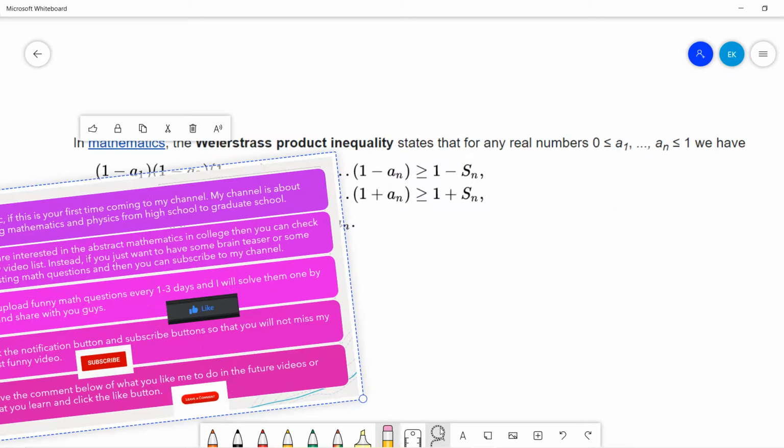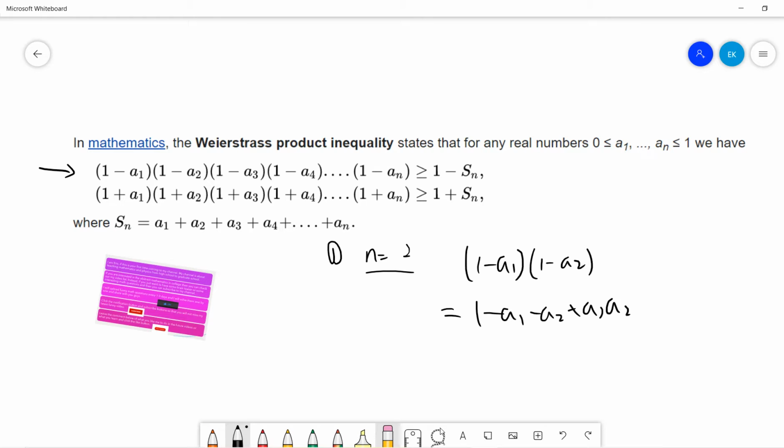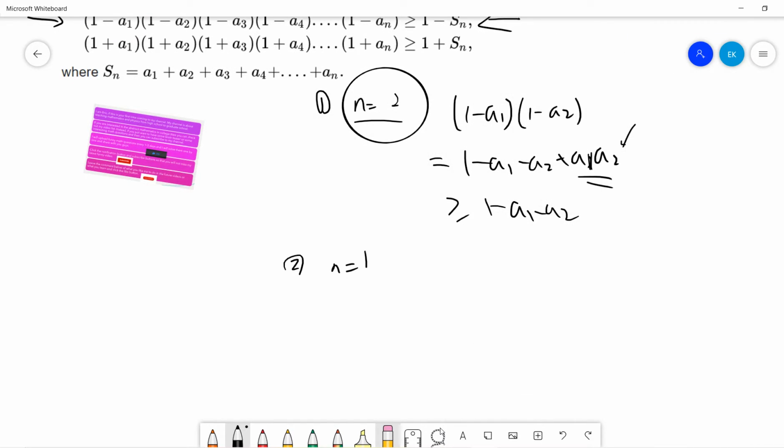Okay, so let's see the proof. Maybe we first focus on the first one. Let's say n equals 2. Obviously this is greater or equal to 1 minus a1 minus a2, because these are all positive. So n equals 2 is correct. Let's assume that n equals k is correct, and do the mathematical induction, focusing on n equals k plus 1.